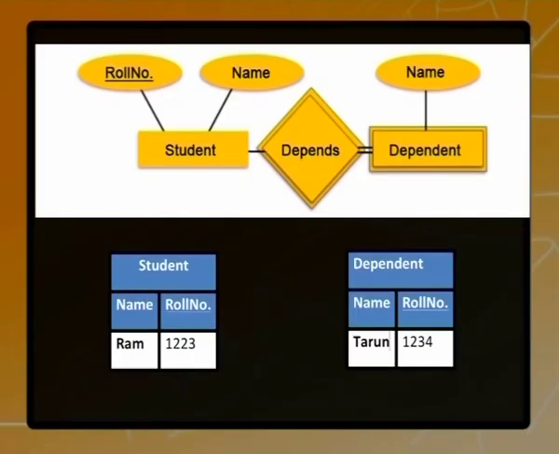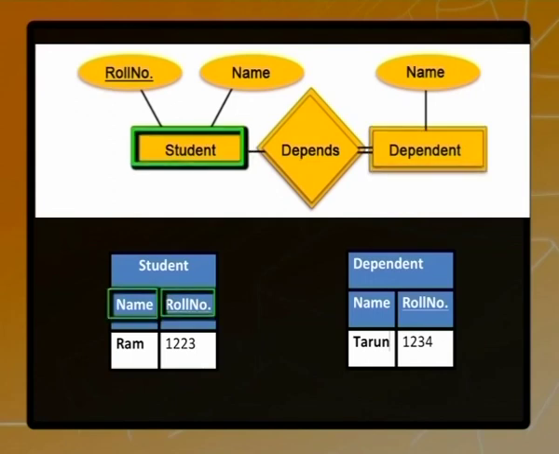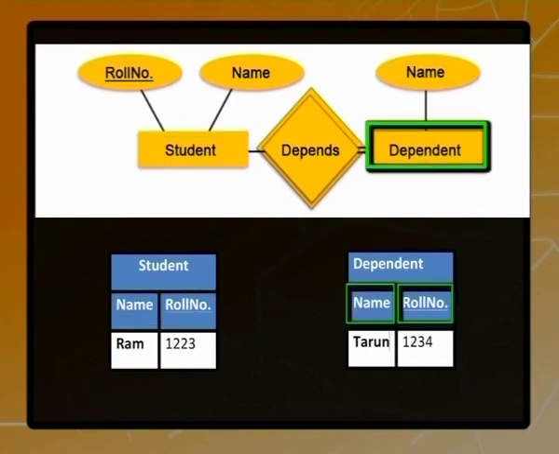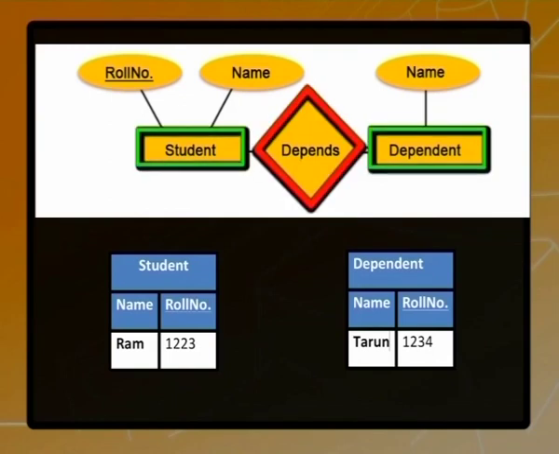So, consider the ER diagram as shown, in which two entities, student and dependent, are shown. The student entity type has attributes roll number and name, we mean student name here, and the dependent entity has attribute name, and here we mean dependent name. The student entity type is a strong entity with roll number as its primary key, whereas the dependent entity type is a weak entity type. Both the entity types are related to each other with depends relationship.